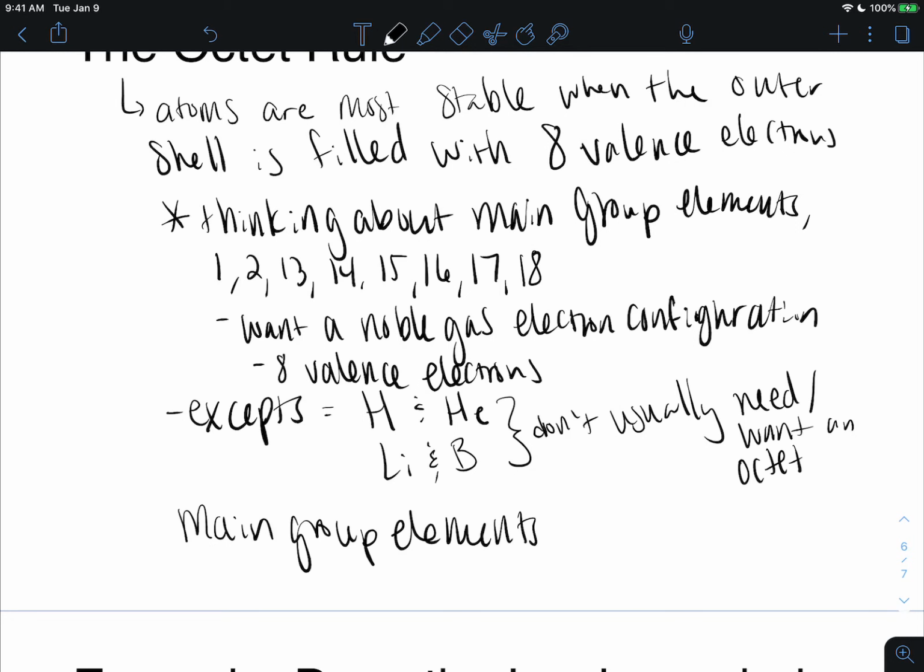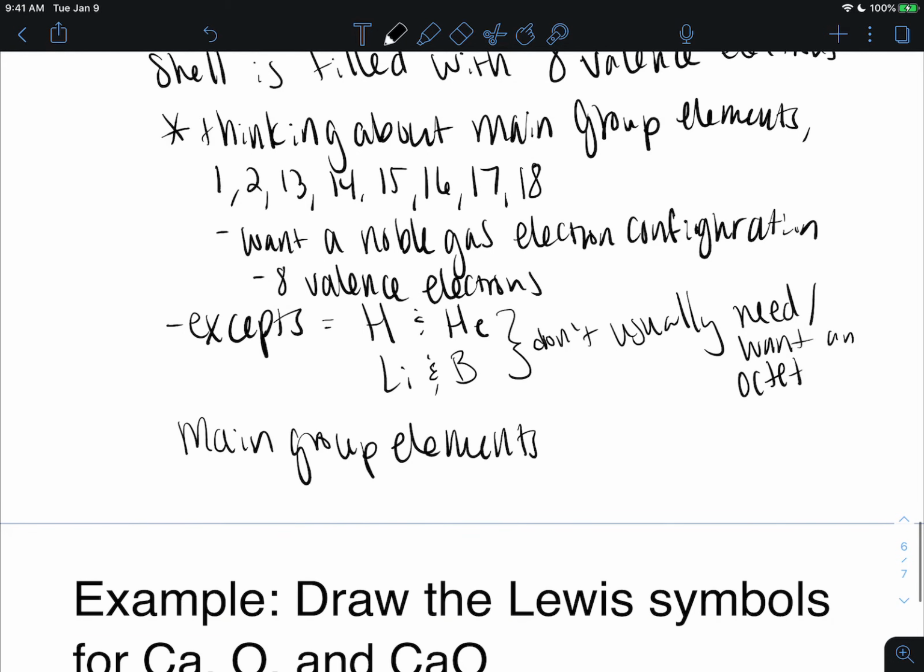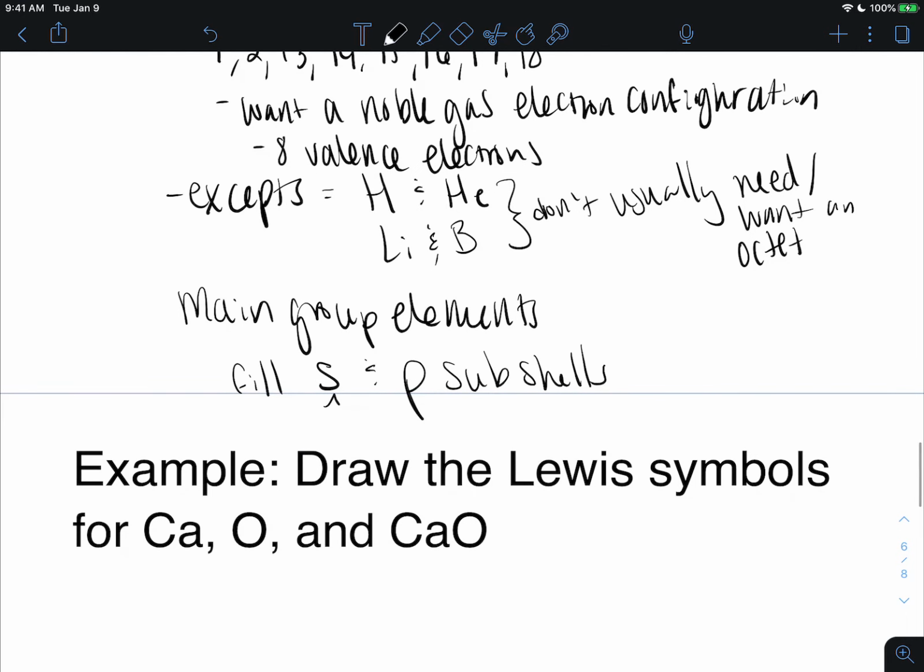the reason that we're talking about 8 valence electrons is because we want to fill the s and p subshells. To fill an s subshell, you need 2 valence electrons. To fill a p subshell, you need 6 valence electrons. Add those together, that gives you your 8 valence electrons. Okay, so let's try it out.